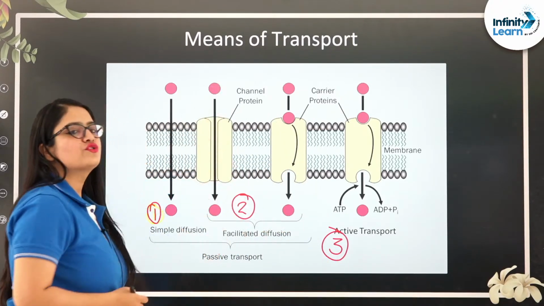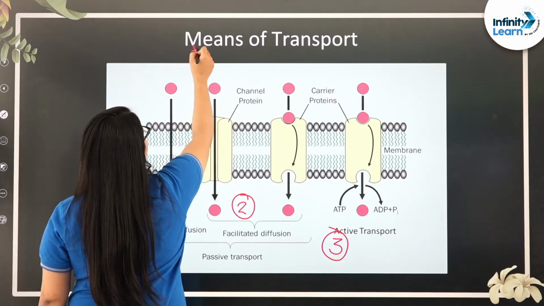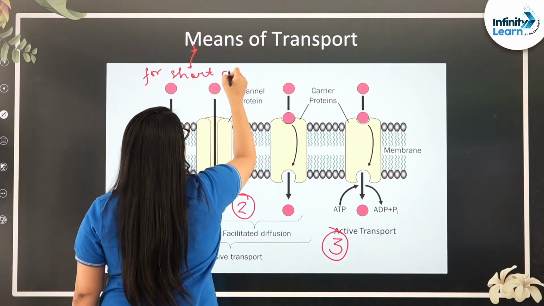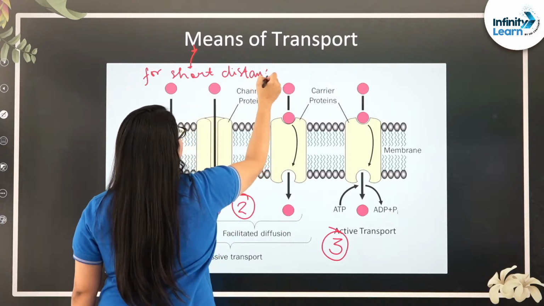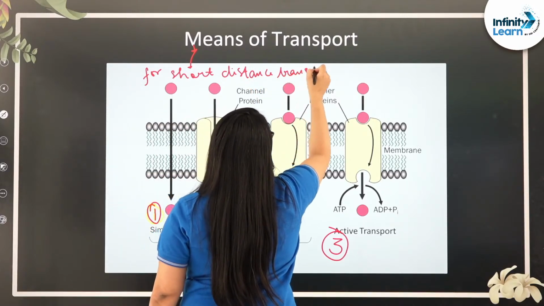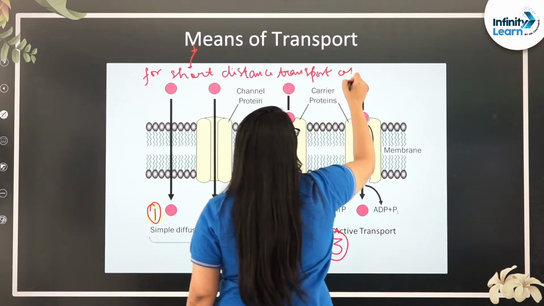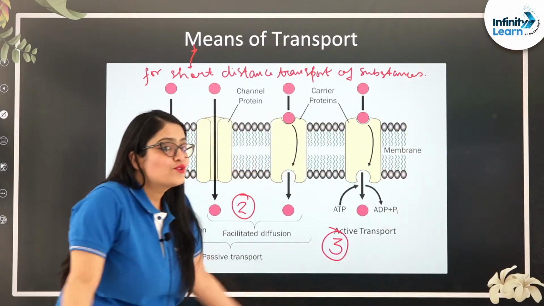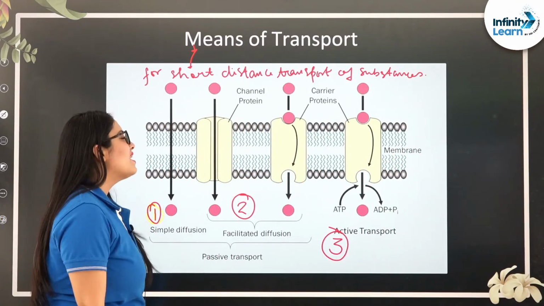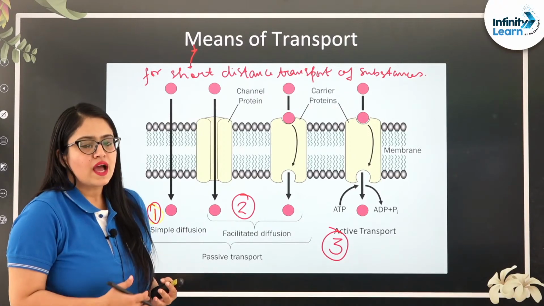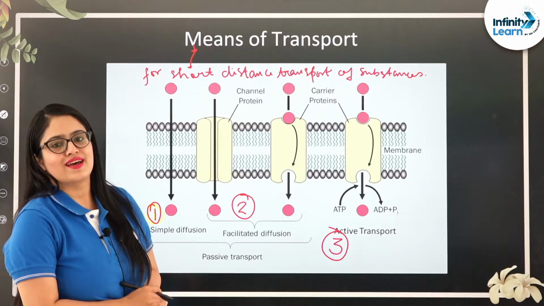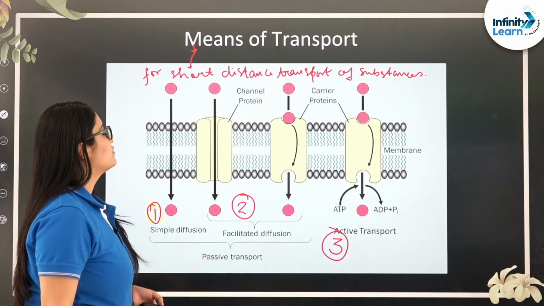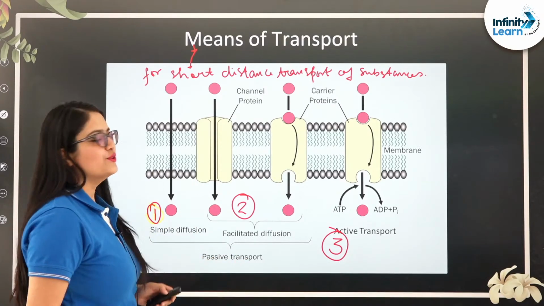These all are means of transport needed to transport substances for short distance transport of substances. So these are the three means of transport needed to transport substances over a short distance. And what are these short distances? This can be within a cell, across a plasma membrane, or from one cell to another cell. Please remember this point.